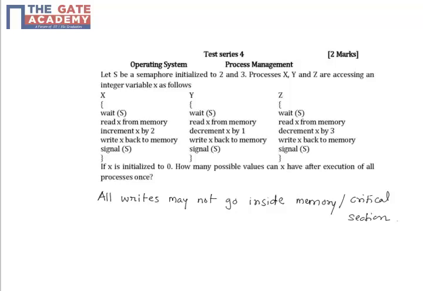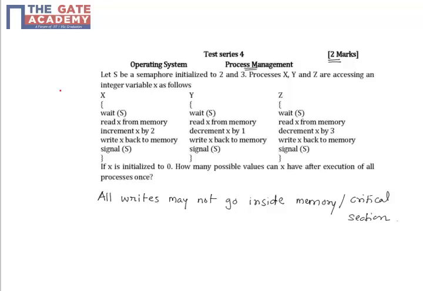Hello students, so this is a question from process management and it's a 2 marks question. The question is, let S be a semaphore initialized to 2 and 3 processes X, Y, Z are accessing the integer variable X as shown below.